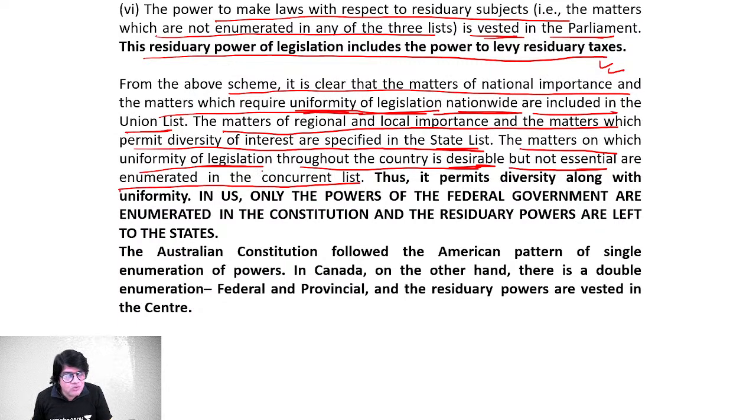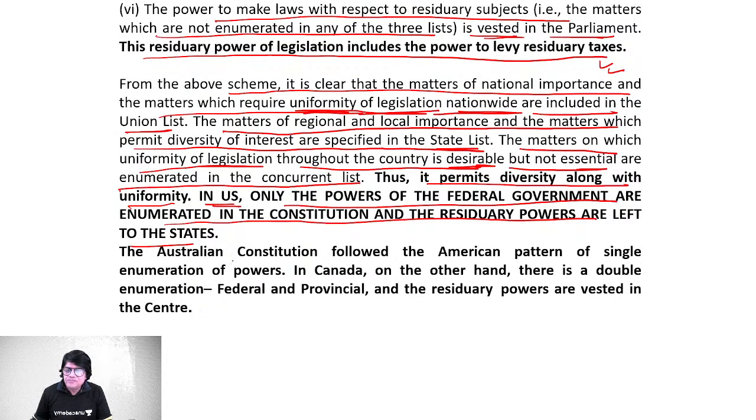If it is absolutely required, then it is a part of the union list. But if it is desired, but not necessarily essential, in that case, it is a part of the concurrent list. So thus it permits diversity along with uniformity. For example, in America, only the powers of the federal government are enumerated in the Constitution, and the residuary powers are left to the states.